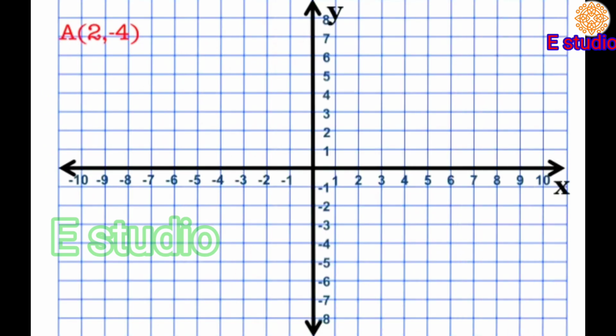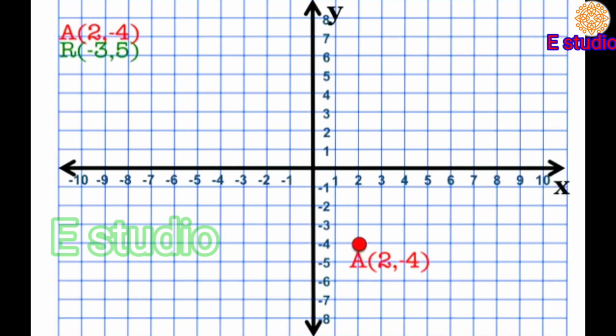Now let's say we have the point A at (2, -4). So we start at the origin, and then 2 is positive. So I'm going to move 2 places to the right, 1, 2. And then my y is -4. So I'm going to move 4 spaces down, 1, 2, 3, 4. And then I plot my point right there, and that's the point A, (2, -4).